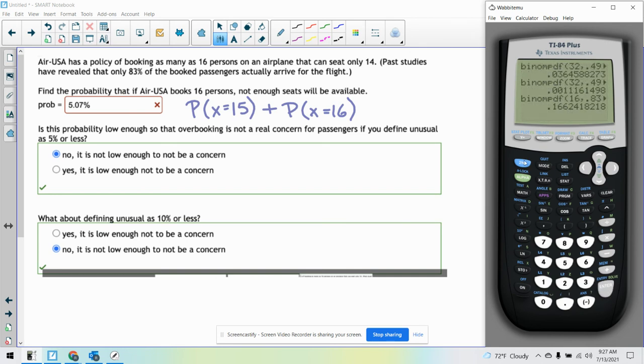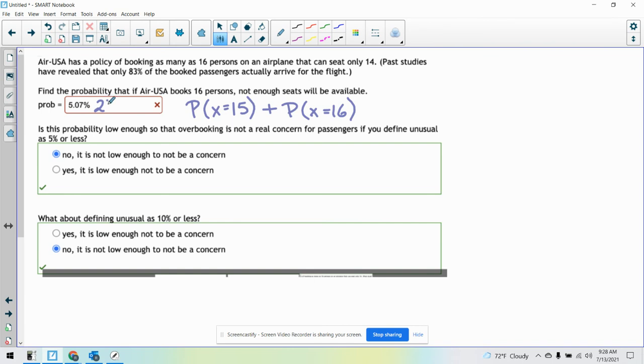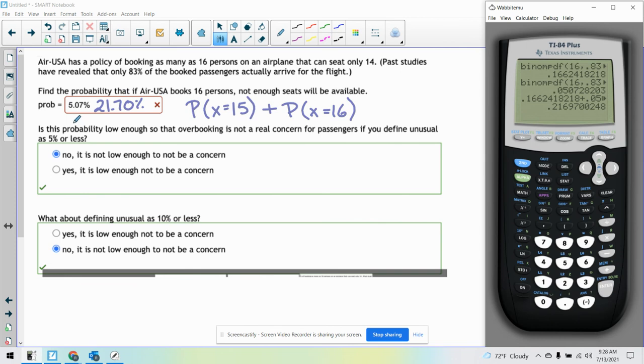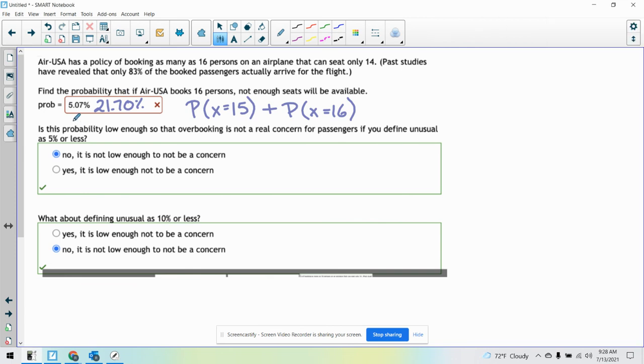So I'm just going to leave that the way it is. I'm going to do the same thing. Actually, I can just grab this one and change this to 16 people showing up. And then I can just take these two values and add them together. So the probability that you will have overbooked the plane will be 21.697% or 21.70%. It probably wants it as a decimal because it says probability, not percentage. So we'll just do 0.21697. And that's it.